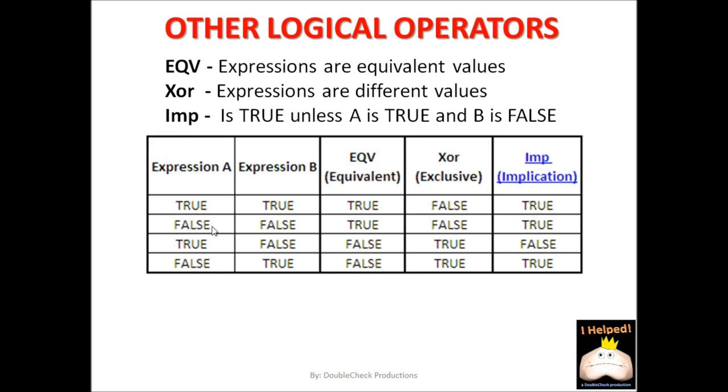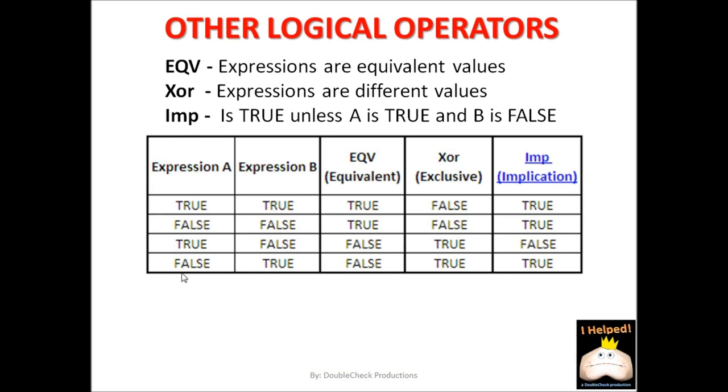Next one we have is A is true and B is false. These values are not equivalent, therefore that is false. The values are not equivalent, therefore they're exclusive. Now, here we finally meet the condition to make the implied operator a false value. Normally, it's always true unless it meets the condition that A is true and B is false, as shown up here.